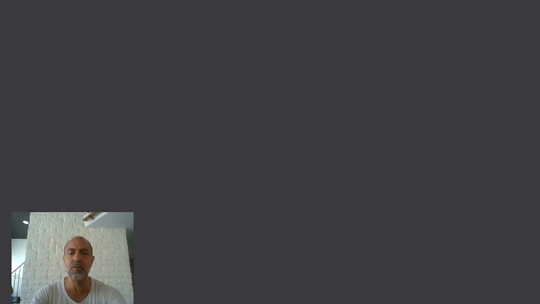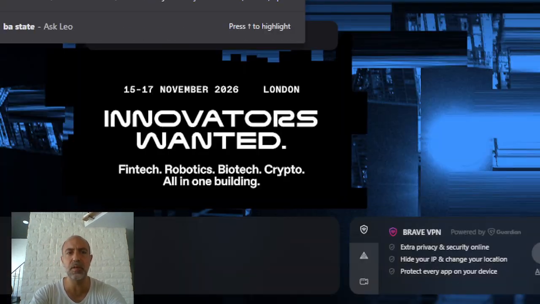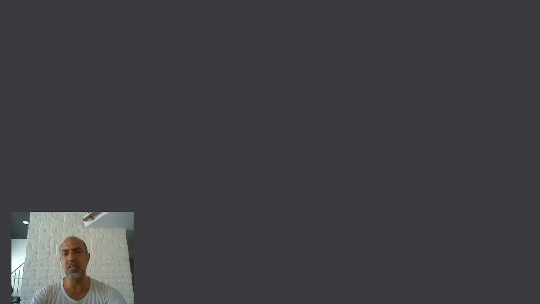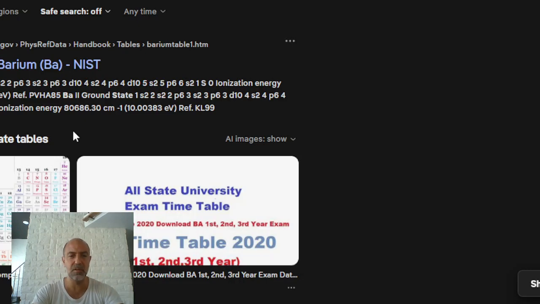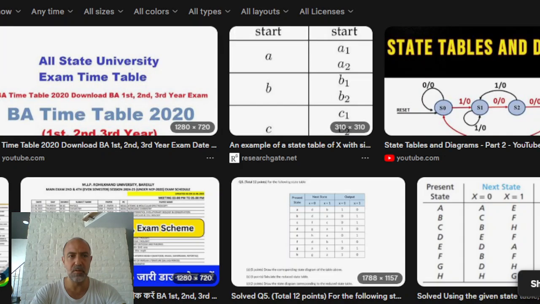State tables. BA state tables. It seems like it's just like a normal table where every row is kind of like when the conditions are met. It's a matrix where they go like tick, tick, tick, yes. Images.